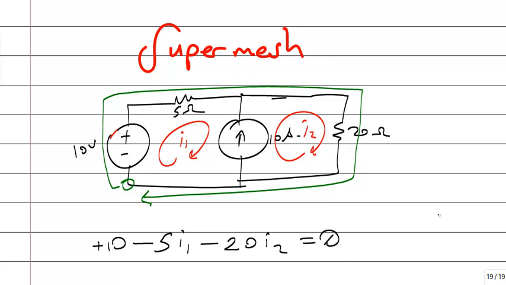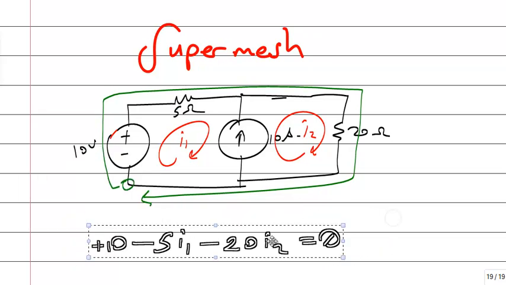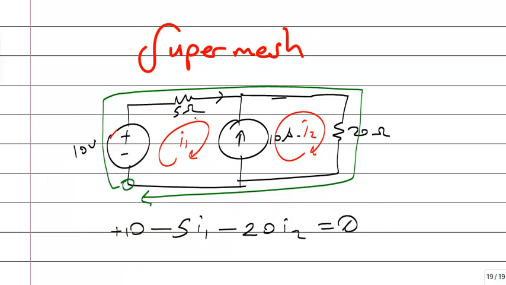And you can write this equation too. What is this? I1. What is this? I2. So what is this? 10. It's given in the circuit. So write a KCL equation here. I1 plus 10 is I2. So you have two equations now. Solve easily. That's it. Super mesh.